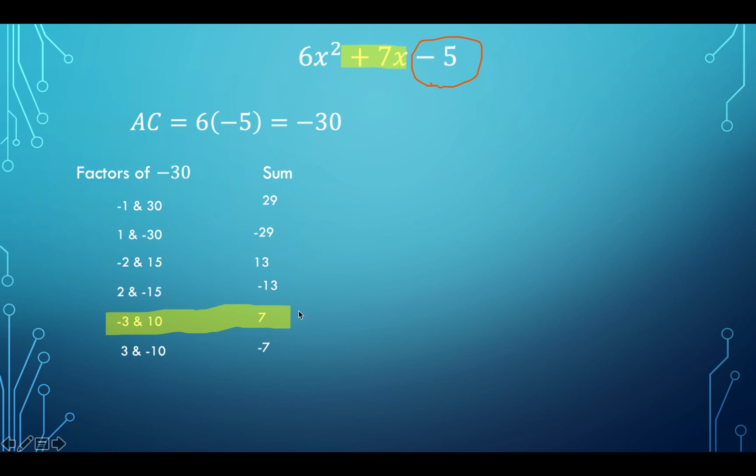I have 7 here. So we're going to rewrite the original problem using the factors that gave us the sum of 7. So now we have 6x squared minus 3x plus 10x minus 5. Now we're going to break it into two separate problems to factor. So we have 6x squared minus 3x. We need to find the greatest common factor, which is 3x. So our factored form is 3x times 2x minus 1.